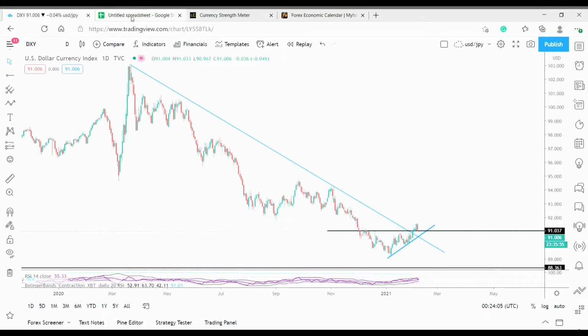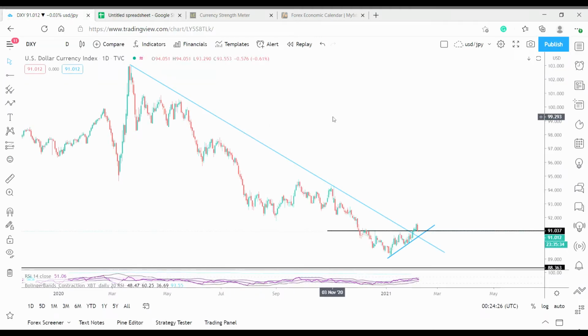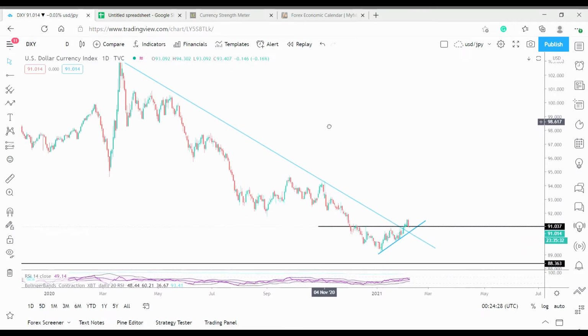Okay, all right. So first, I always like to check the currency strength spreadsheet that I've already prepared for you guys. So feel free to take a screenshot or pause the video, whichever works best for you. All right, so let's head over to DXY right now and see what's going on with the chart.